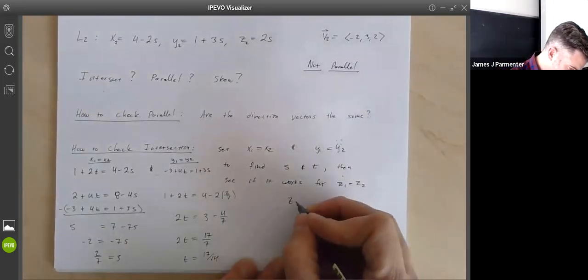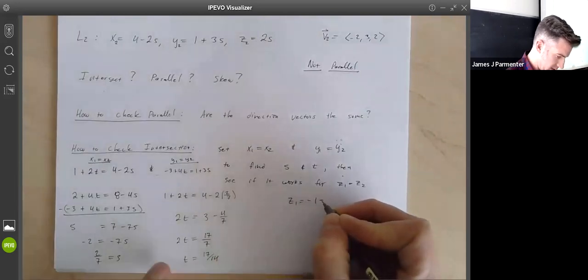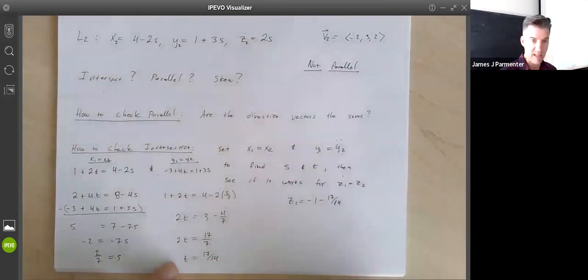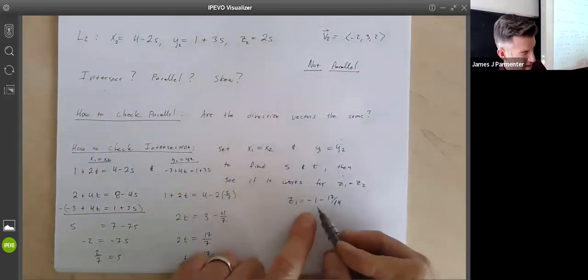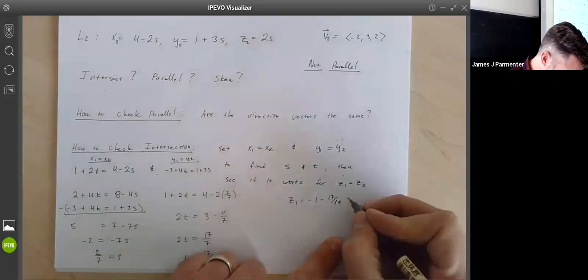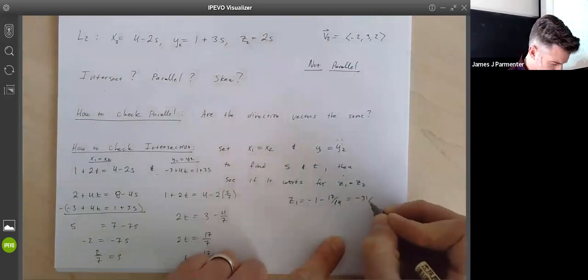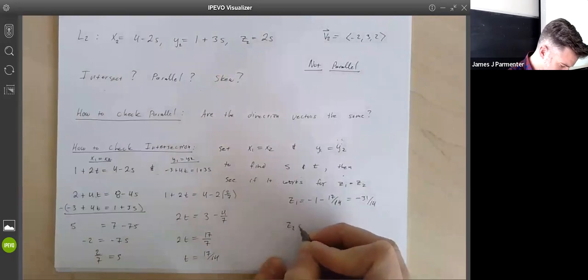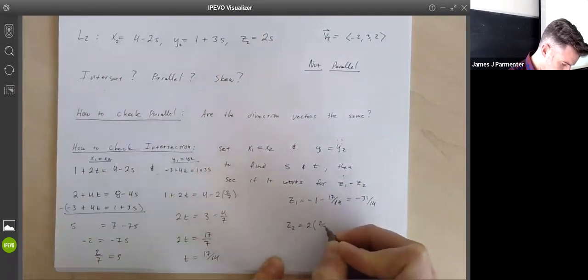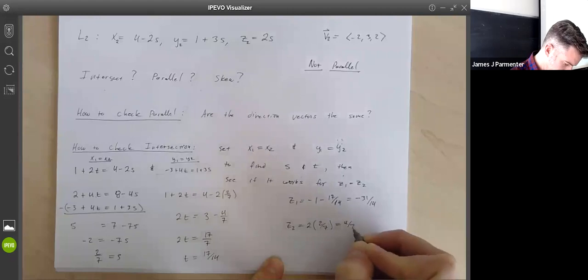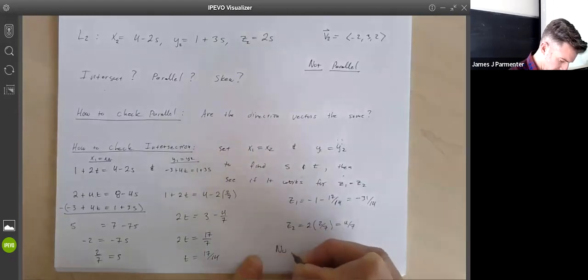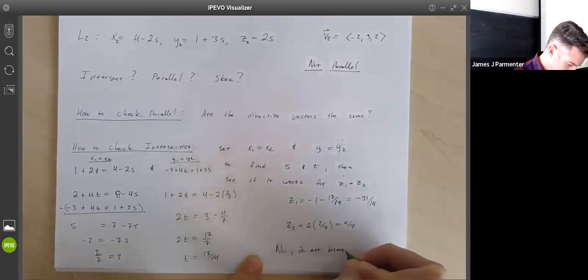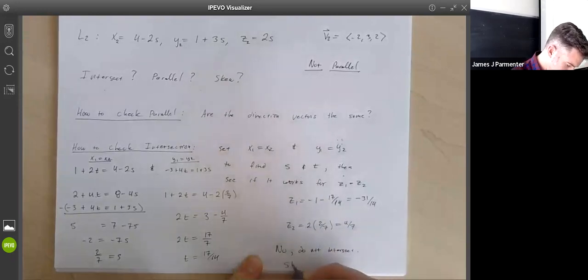So z1 would be -1 minus t. -1 minus 17 fourteenths is -14 fourteenths minus 17 fourteenths, which is -31 fourteenths. And z2 is going to be 2 times s. Definitely not the same. So no, they don't intersect, which means they are skew.